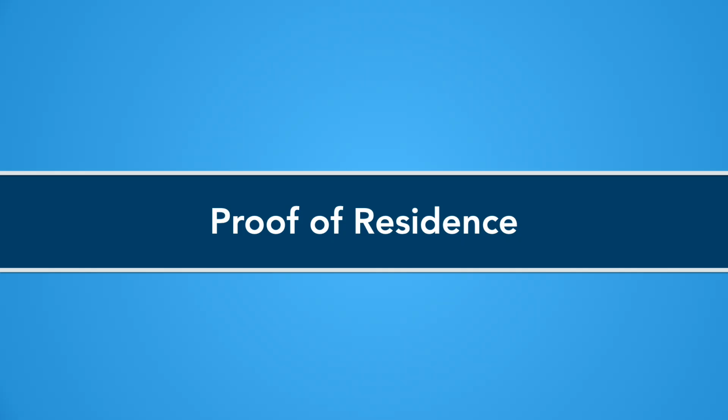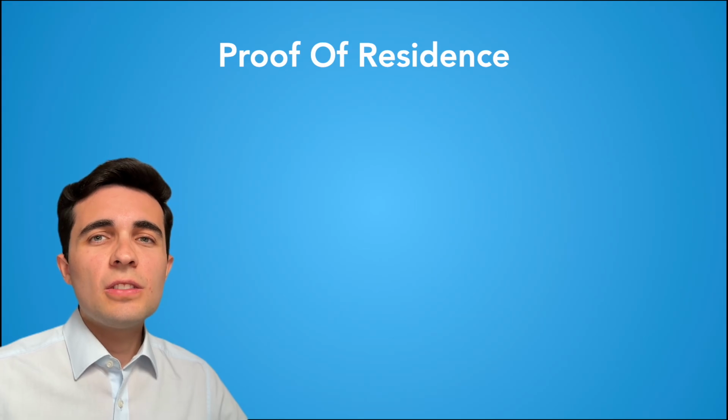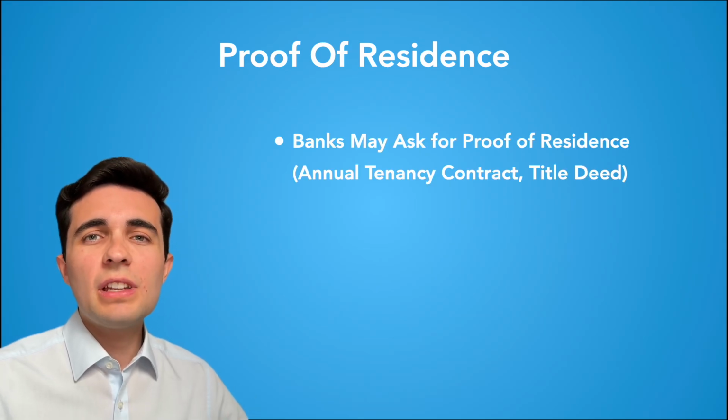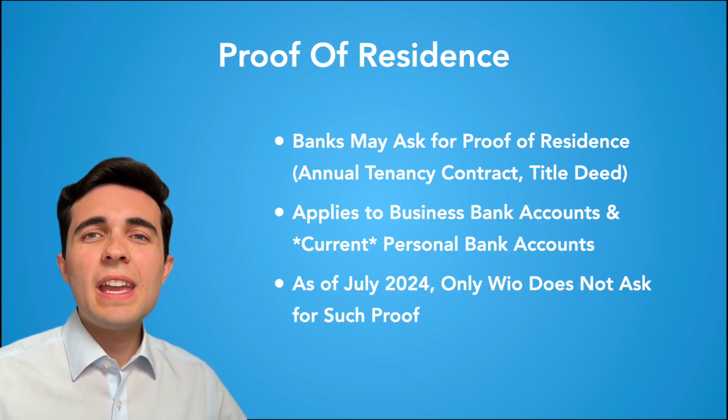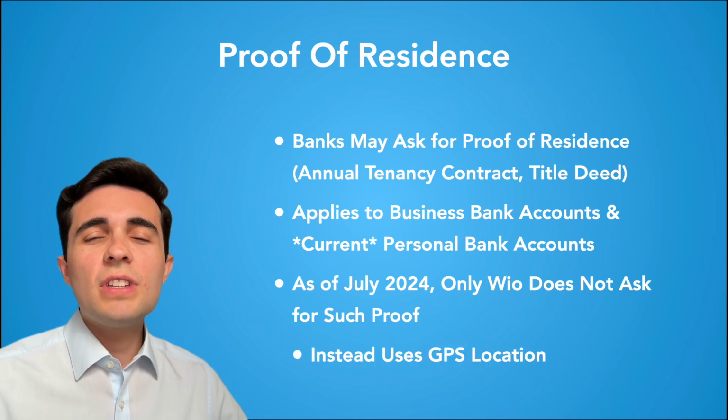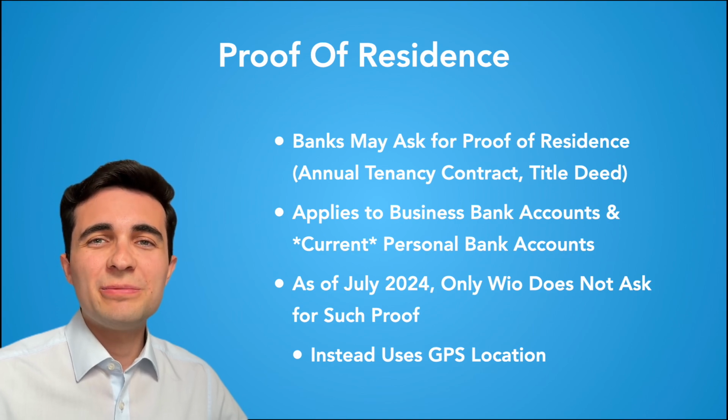Another important point is that most banks require you to show proof of residency. So that doesn't just mean a visa and an Emirates ID, it also means to have an annual tenancy contract. At the time this video was made, Vio Bank is the only major bank that does not actively ask for a tenancy contract for proof of residency. Instead, when you download their app and fill out the bank account opening application, they usually check your GPS location. So if you're not in the UAE and want to apply for the bank account, this won't be possible.